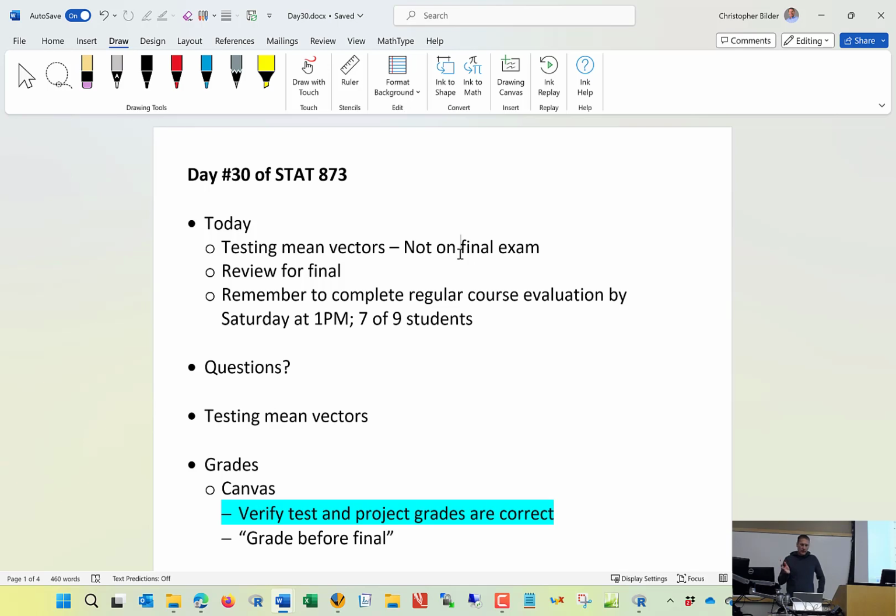And also, just as a reminder, to complete the regular course evaluation by Saturday at 1 p.m. When I was doing some last prepping for today's class, I noticed there were 7 of 9 students who have done it. So if you're one of the 2 who have not, please make sure to do it. Are there any questions before we begin? Okay.